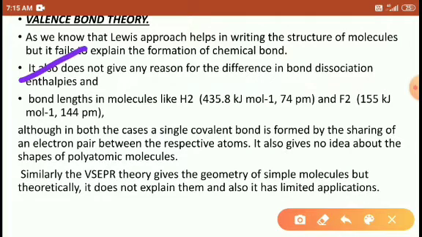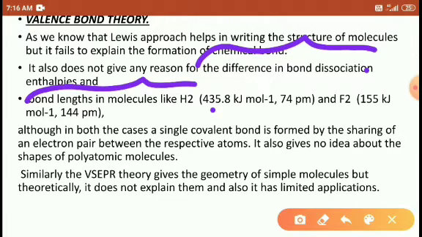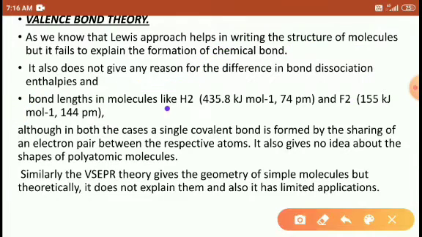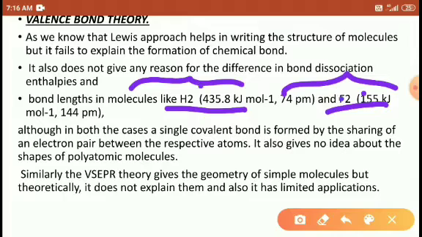But it does not explain the difference in bond dissociation. Why do different molecules require different bond dissociation energy, some requiring less bond dissociation enthalpy? The bond dissociation enthalpy in the hydrogen molecule is 435 and in fluorine 150. Why does the difference occur here? Both are diatomic species, both are non-metals. So why is different energy required?